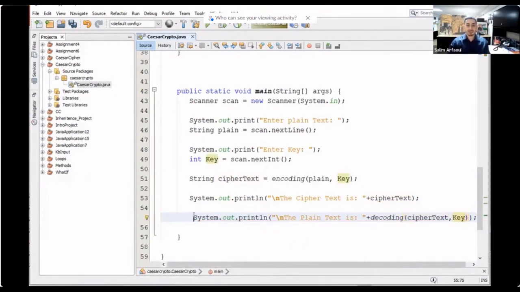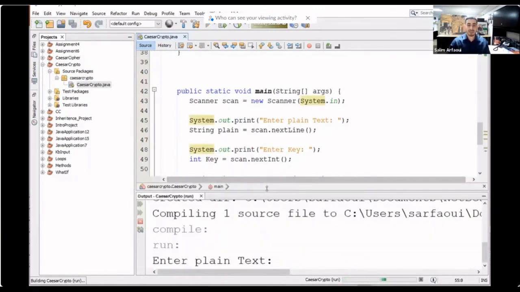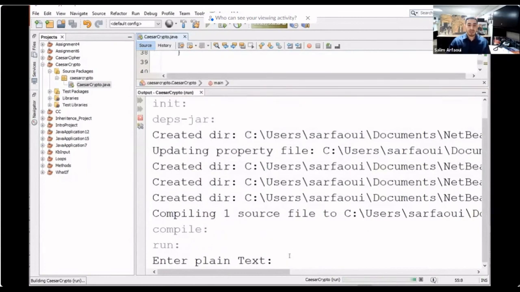All right, let's test this out. Enough with the coding. So if I run this, of course, you're going to see everything in a console window here. So here's prompting me to enter a plain text. So I'm just going to put, hello. Let's say hello, just hello people.